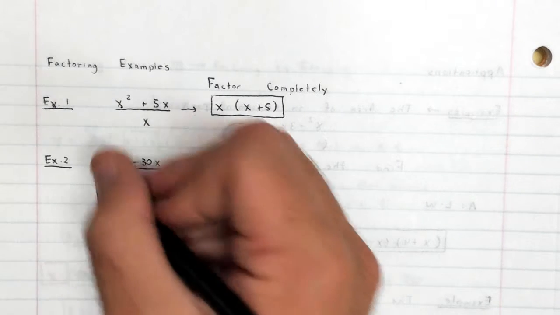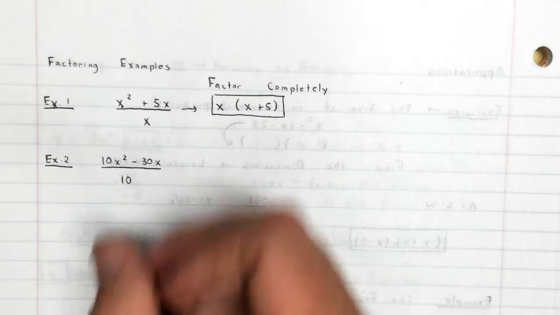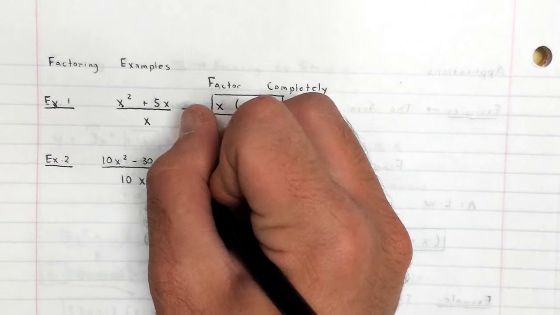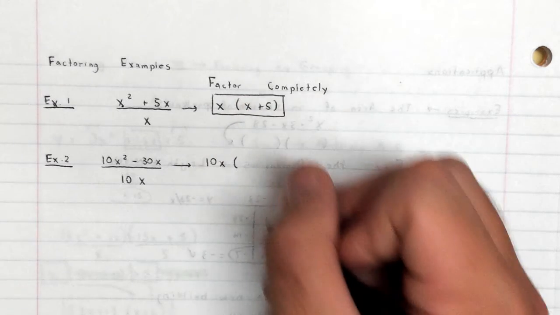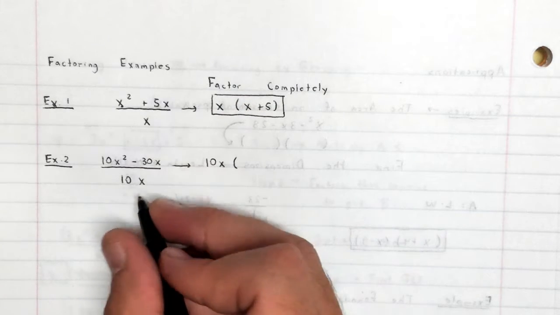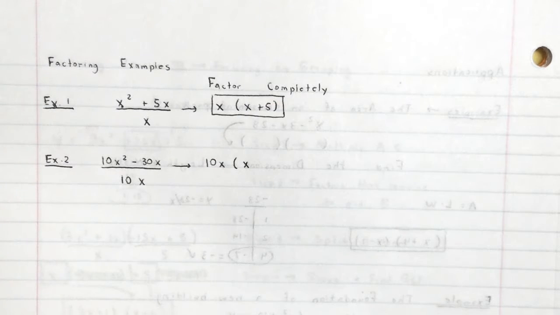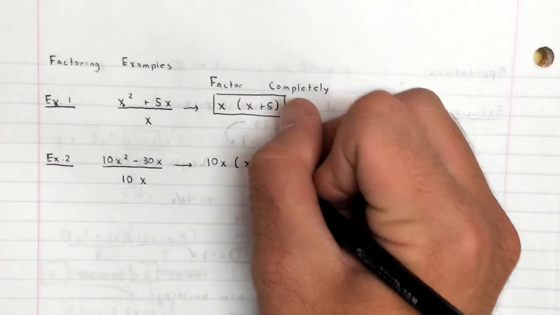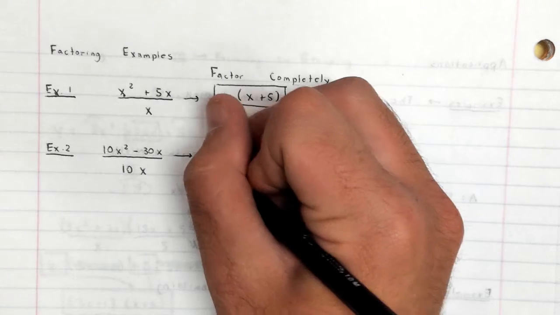10 and 30, they are both divisible by 10. X squared and x, they share 1x. So my 10x goes out front. 10x squared divided by 10x will give me 1x left over, because 10 divided by 10 is 1. Negative 30 divided by 10 will give me negative 3. X over x cancels.